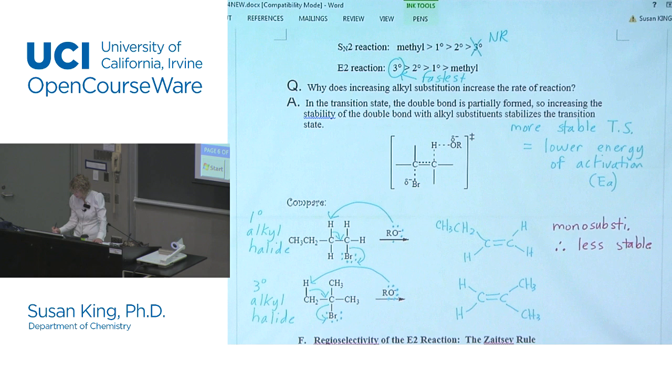The transition state leading to the monosubstituted product is also going to be less stable, so it'll be higher energy of activation. This is disubstituted. So we're looking for R groups bonded directly to the carbon of the carbon-carbon double bond. And that's going to be more stable. And therefore, it's going to have a faster reaction.